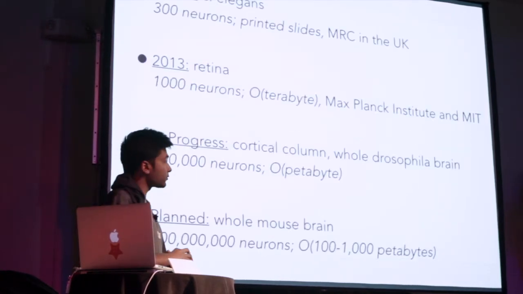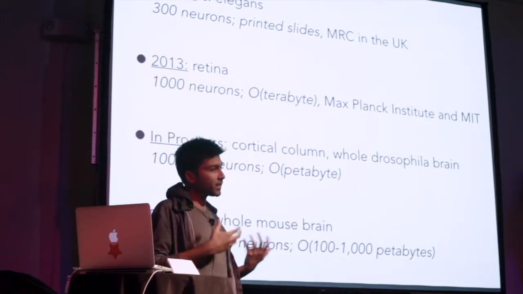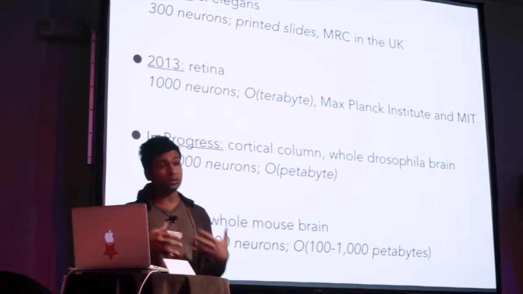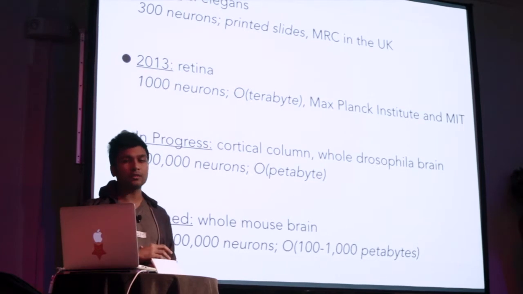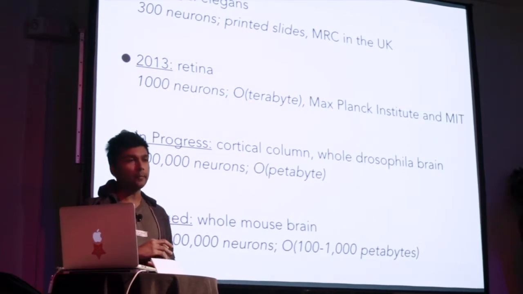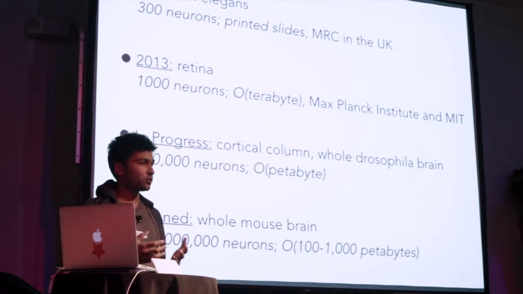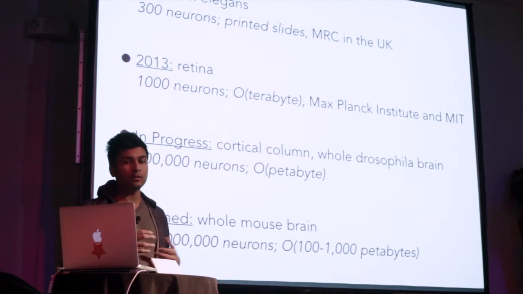So the second problem is really related to scale. In the 70s, Sidney Brenner's colleagues at the MRC sliced up a C. elegans worm, imaged it using electron microscopy, specifically transmission EM, and then they hand traced the images over a process of cumulatively around 10 years, and that was for about 300 neurons.